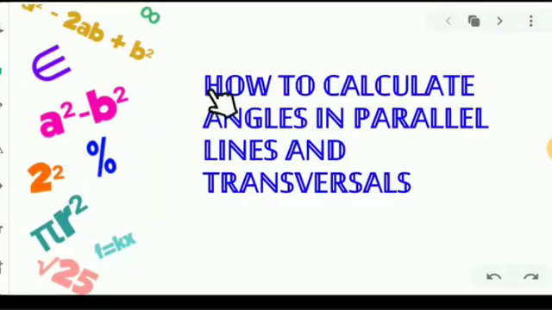Today I am going to teach you how to calculate angles in parallel lines and transversals.